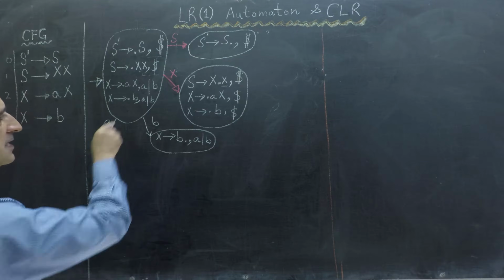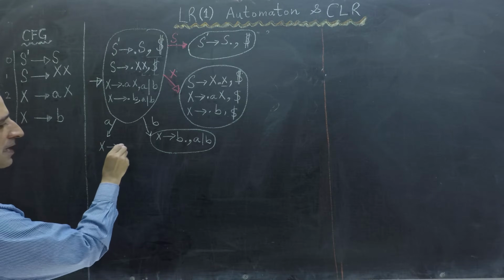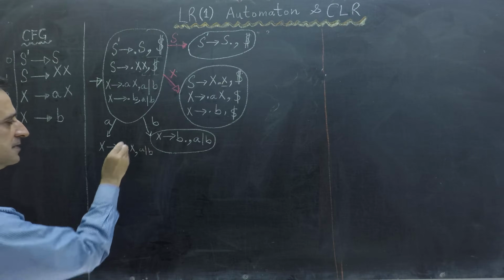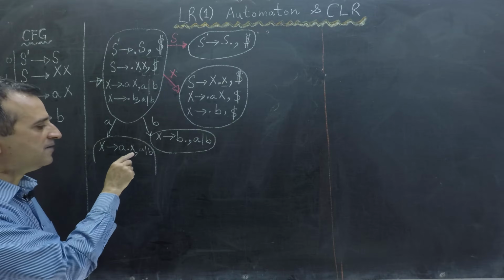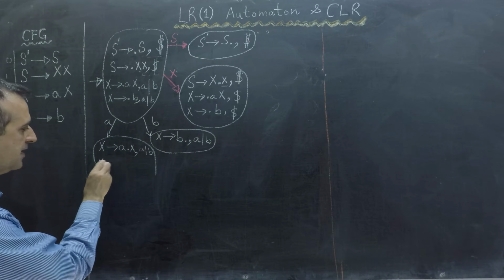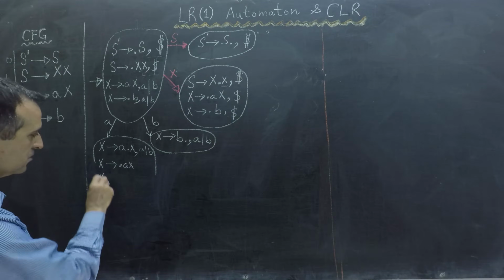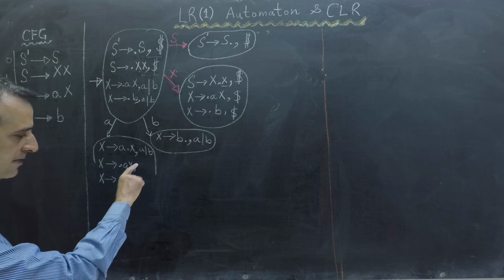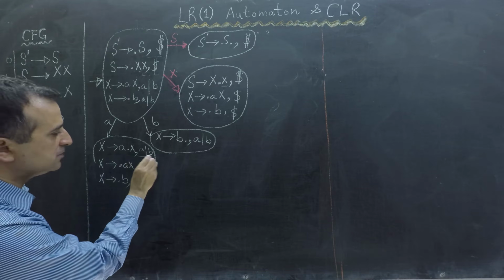Similarly, when I see A, then this dot will move, I will get X goes to A dot X. I will add look ahead A or B as it is, but I'm not done with this state because after the dot I have a non-terminal. So I have to add all the projections of that non-terminal here. I will add X goes to dot AX, and X goes to dot B.